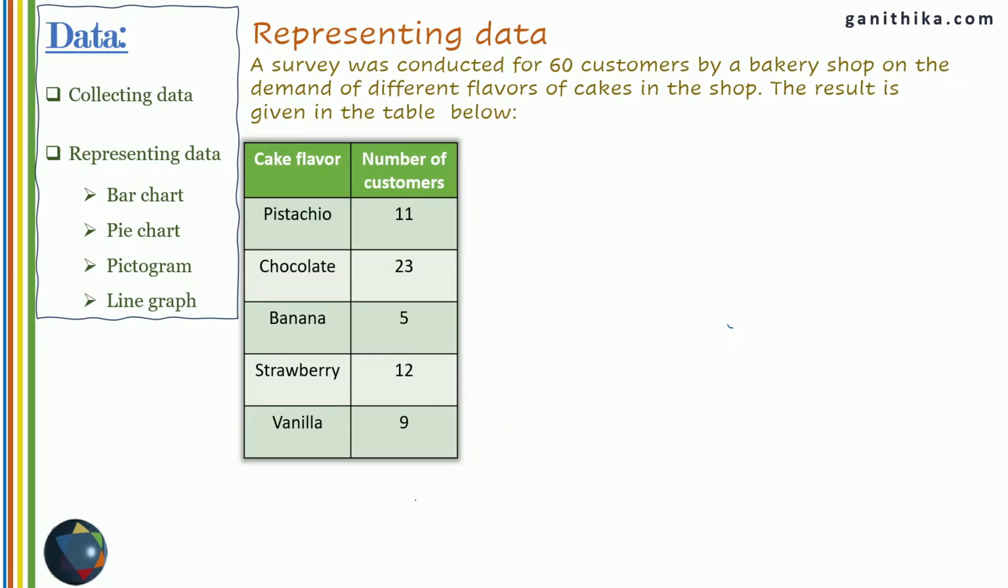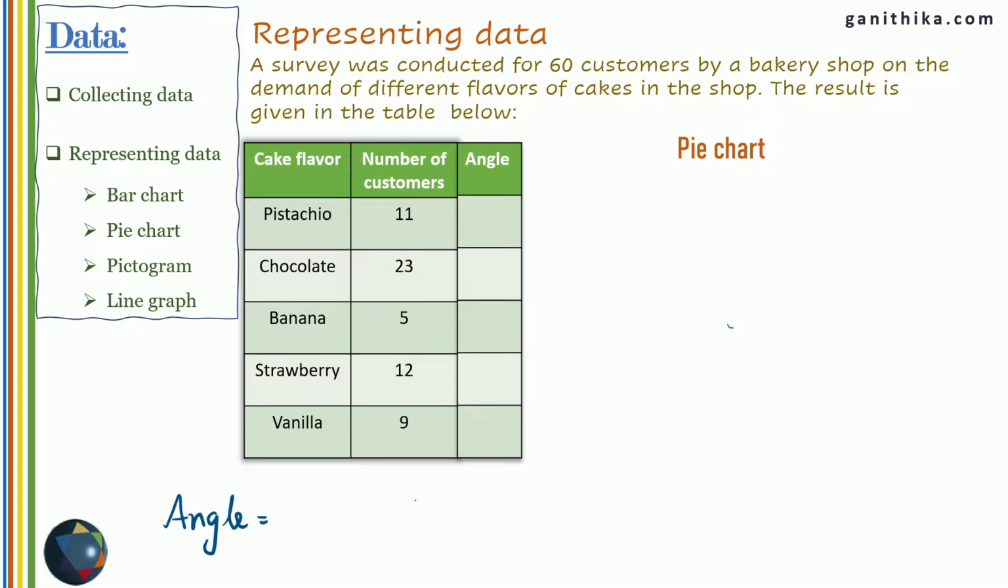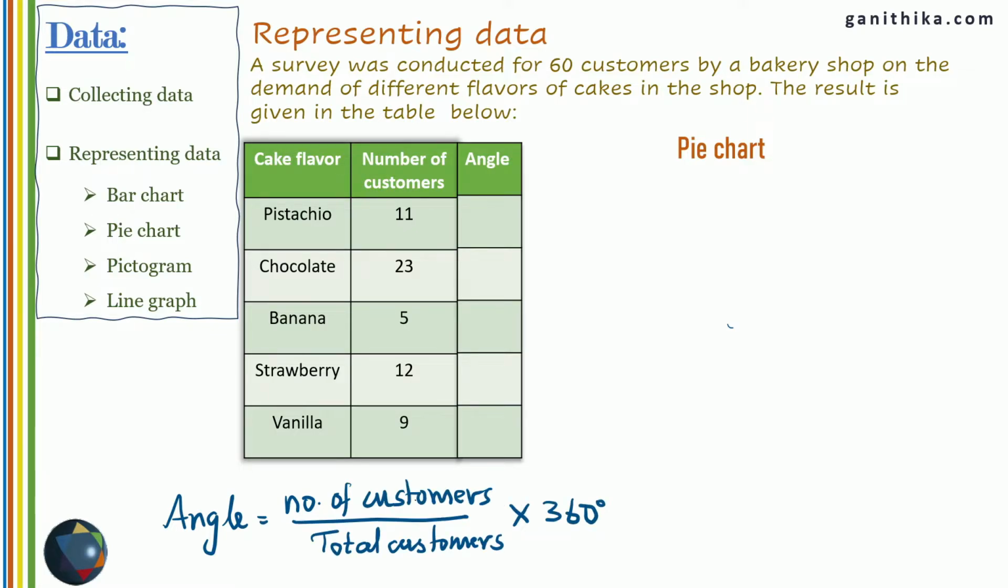Let's go further and see how to represent the same data in a pie chart. For a pie chart, you need to find something called an angle here because a pie chart is inside a circle. It goes with the angle inside the circle. Therefore, in order to find the angle for each of the flavors, you need to find the number of customers divided by the total number of customers. Multiply this ratio by 360 degrees. So for example, for pistachio, number of customers is 11, total customers is 60. So 11 over 60 times 360 degrees. So the angle for this is going to be 66 degrees if you calculate that.